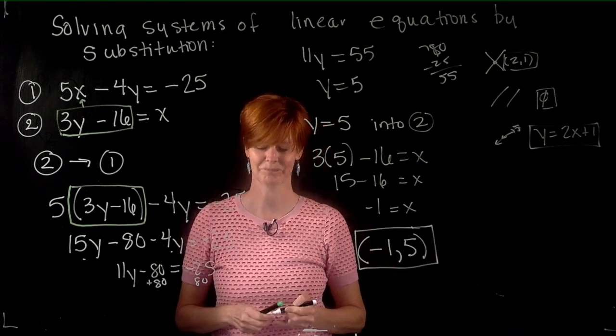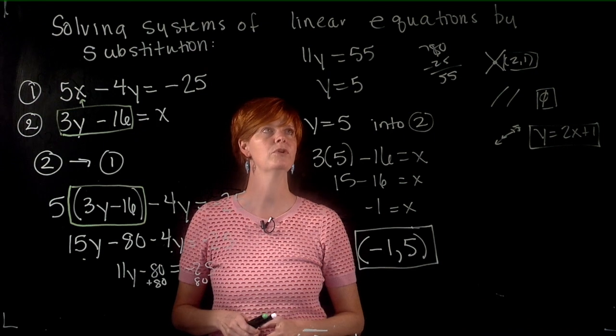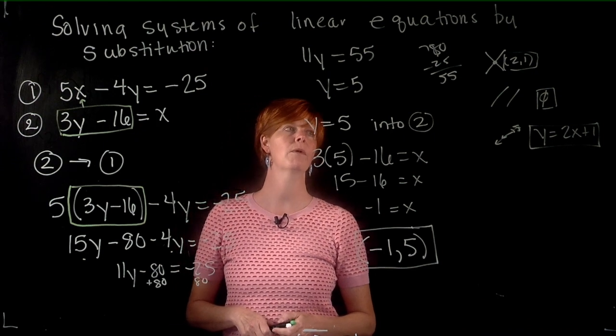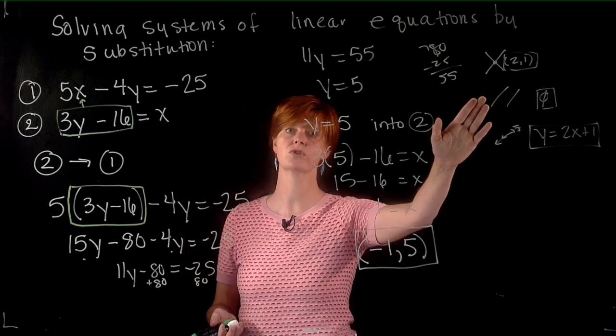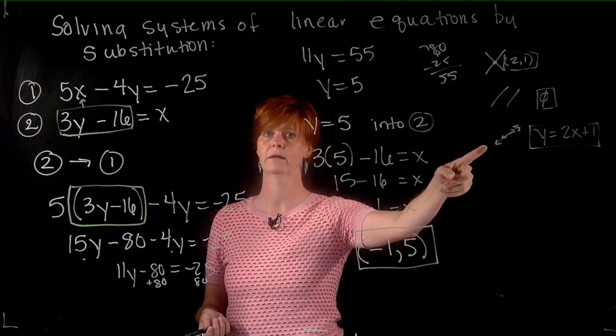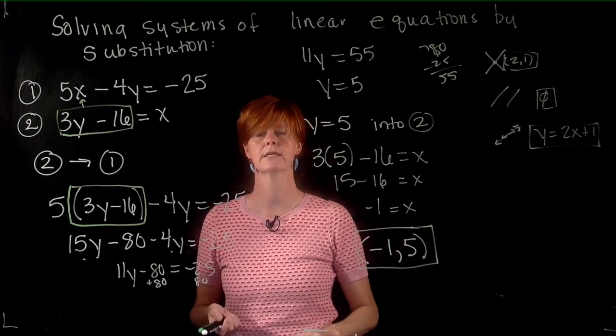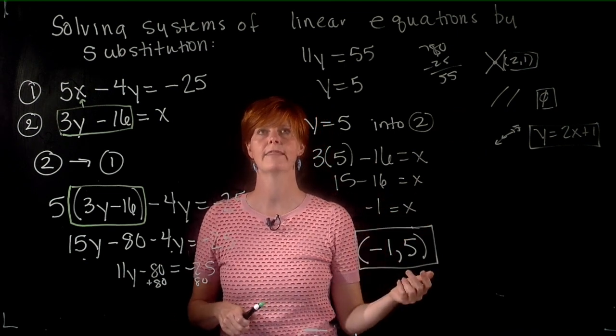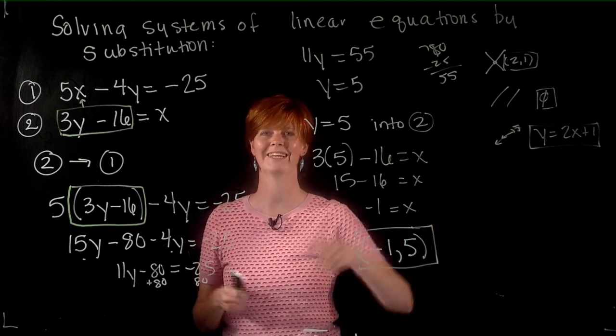That's the answer, (-1, 5). Now, if we would do another problem, maybe what would happen is you would get the no solution or the overlapping lines. So we'll explore another method and see what happens, see if we can get one of those.